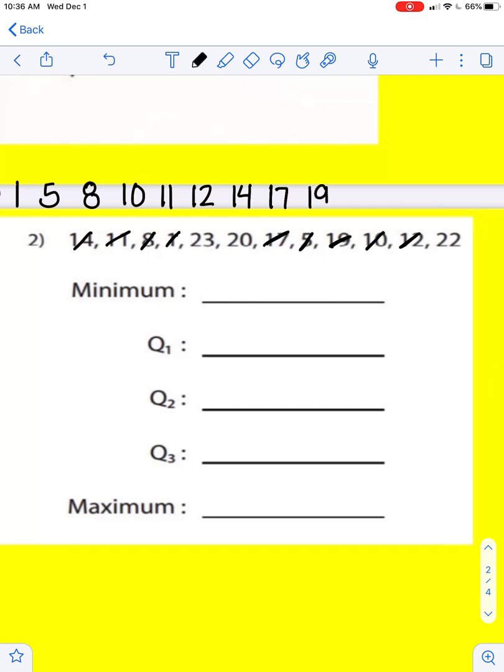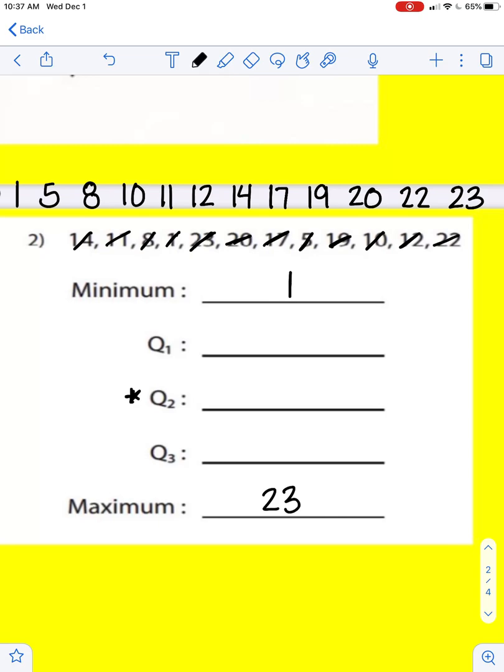then 19, 20, 22, and 23. So we know that our minimum is 1, our maximum is 23, and we are going to start with that quartile 2. So I'm going to count and see that I have 1, 2, 3, 4, 5, 6, 7, 8, 9, 10, 11, 12 numbers.